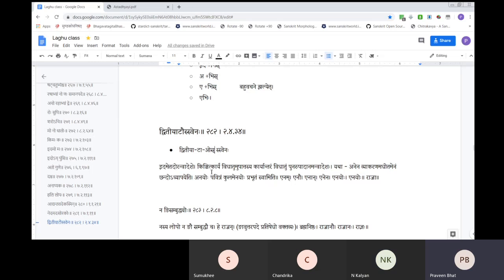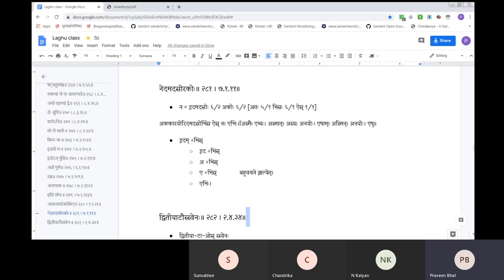Here you see Anvadesha. Anvadeshe: Idam, Etad, Etad O. Idam etad O. Anvadeshe: what? Kinchit karyam vidhatum upatasya karyantaram vidhatum, punaha upadanam anvadesha. So actually this idam is still not over. See, what has he derived till now? He has derived others also.